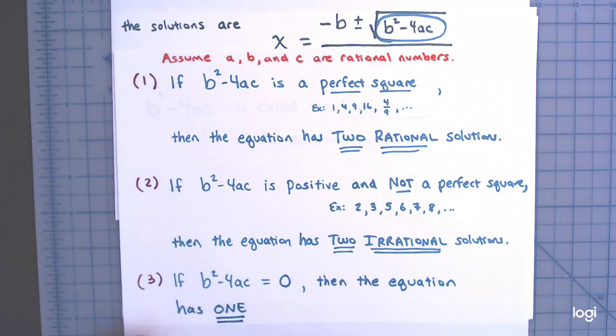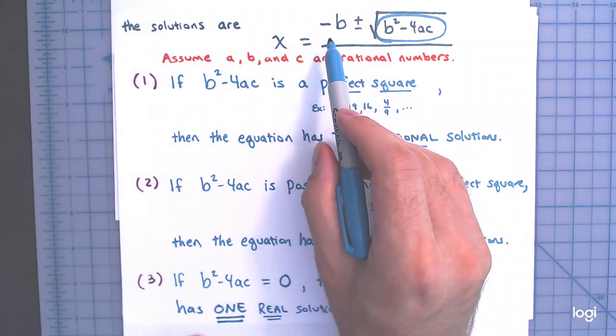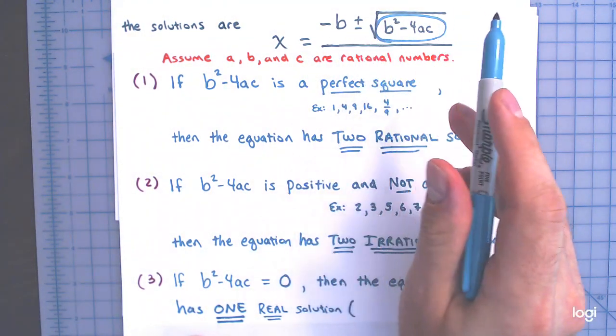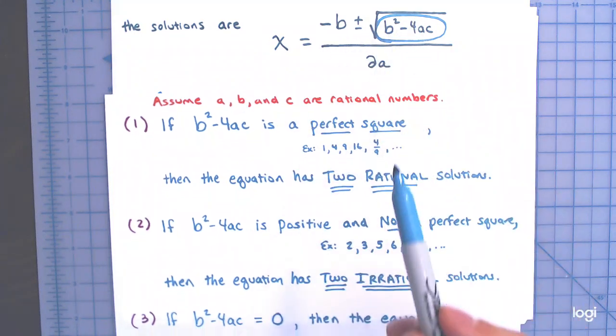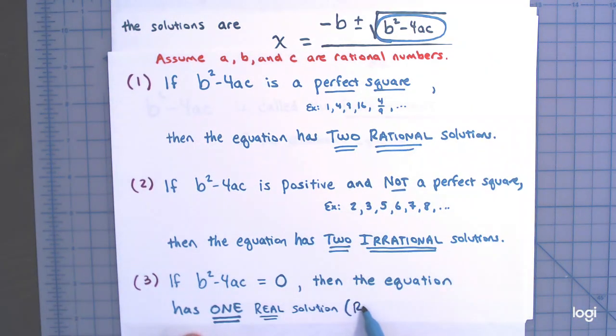Alright, so then the equation has one, and again, if we're assuming a, b, and c are rational, it would be one rational solution, but I'll just say one real solution. And this would be called, because you're seeing it twice, negative b plus 0 over 2a and negative b minus 0 over 2a, a repeated solution or a repeated root.